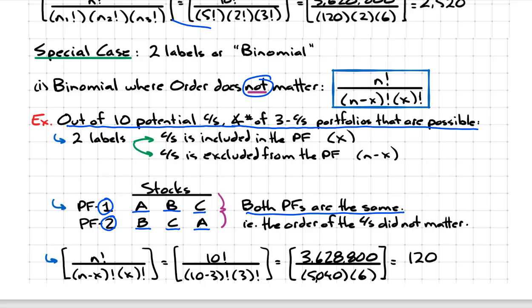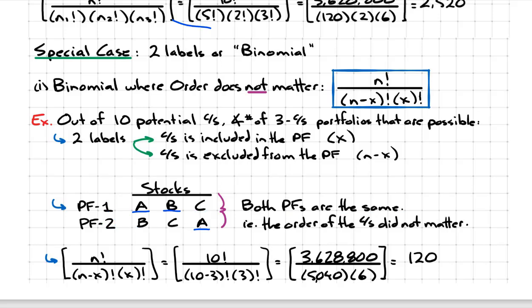So whether you've listed your stocks as ABC or whether you've listed your stocks as BCA, that's still the same portfolio. It's the same 3 stocks you have in there. So the order in which you list your stocks is not going to affect its return. And again, this demonstrates why the order does not matter in this particular scenario.